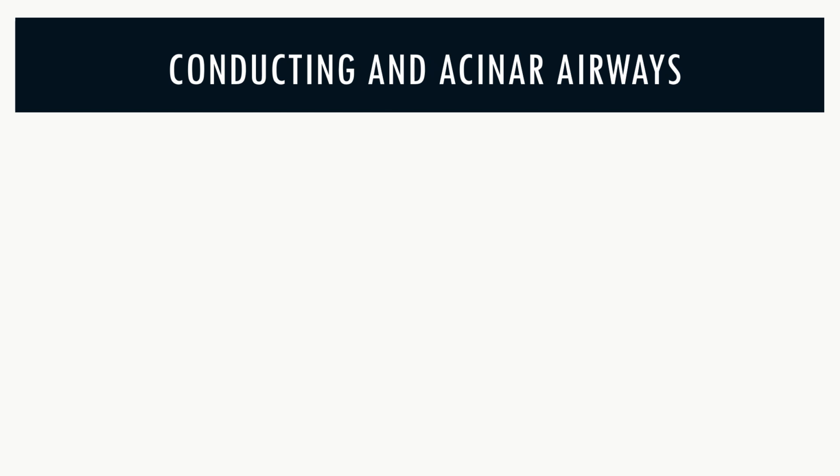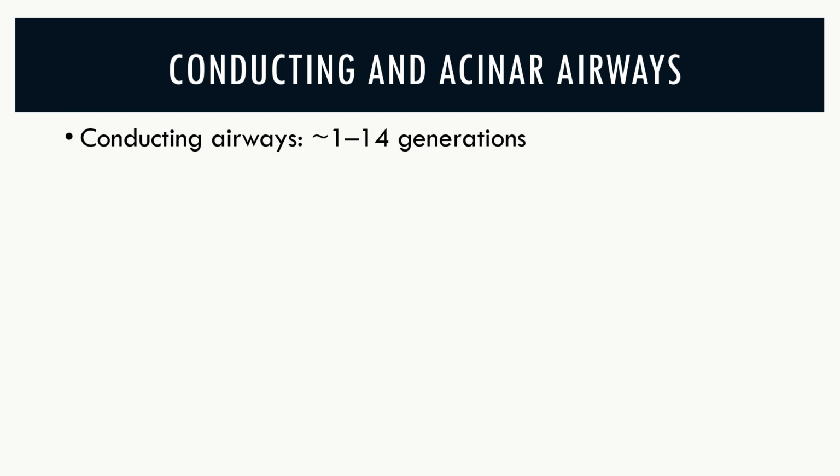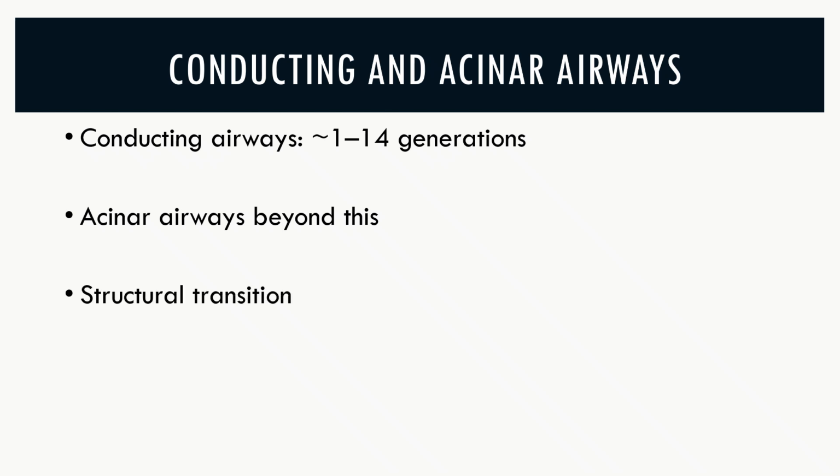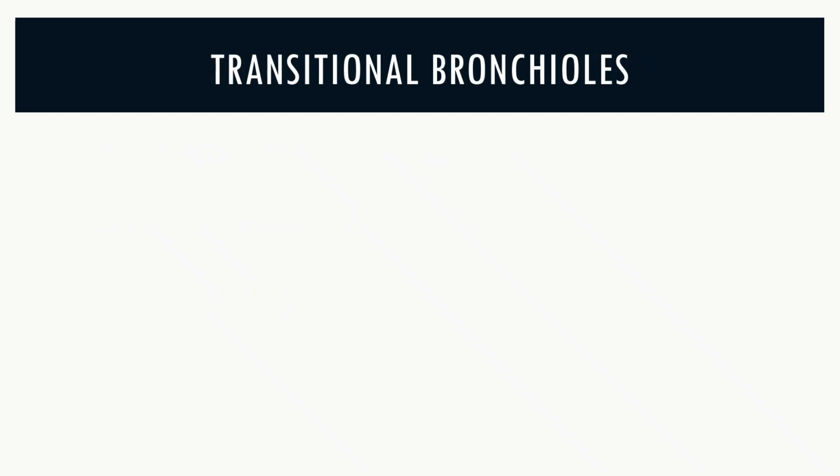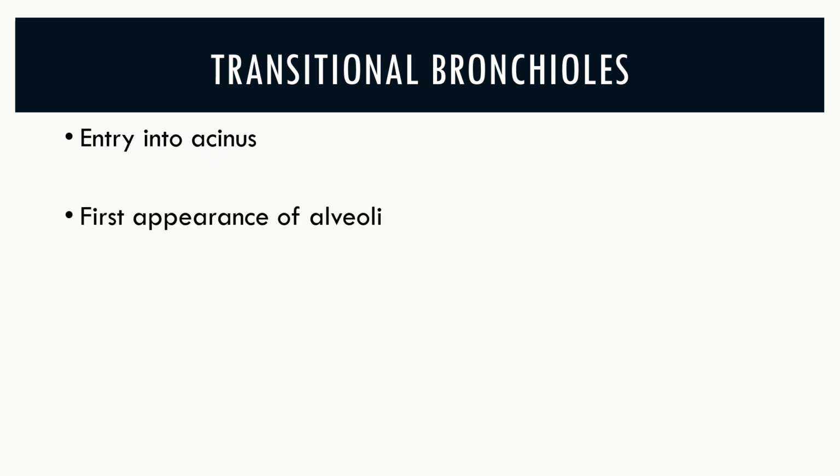Conducting and acinar airways. The airway tree can be divided into conducting airways extending through approximately first 14 generations and acinar airways beyond this point, which are associated with alveolar structures. Transitional bronchioles. Transitional bronchioles mark the entry into acinus and represent a structural transition where alveoli first appear in airway wall.